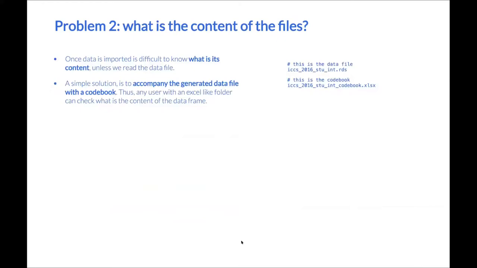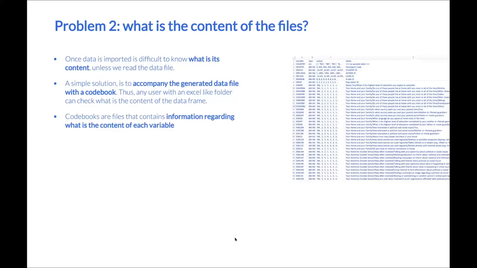The second issue is that now we already have a single data frame in which all the responses from the student background questionnaire are contained. But now the issue is how can we create an informative file. One way to do an informative file is an easier to open file. That means that if we send it, for example, by email, or if we share it via Dropbox with another user, this file that we're providing can be read by any other user. And one solution is to create a simple codebook.